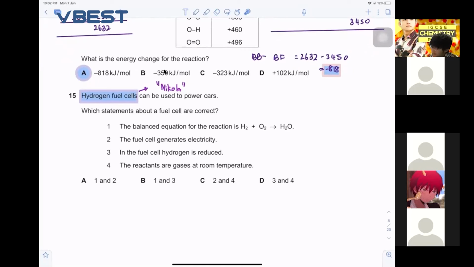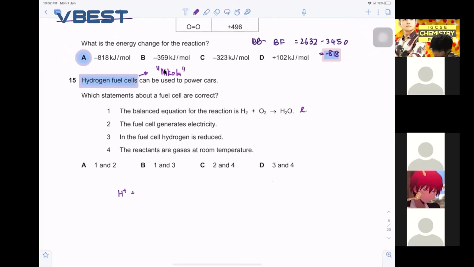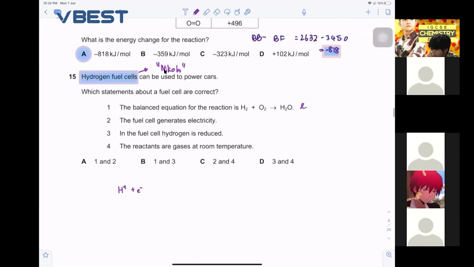Okay, 15. The balanced equation H2 plus O2 equals H2O. Not really, this is not quite right, because you see your H plus e. Do you see that your balanced equation is half missing, right? Wrong. Fuel cell generates electricity. Is it right? Yes, correct. It generates electricity.